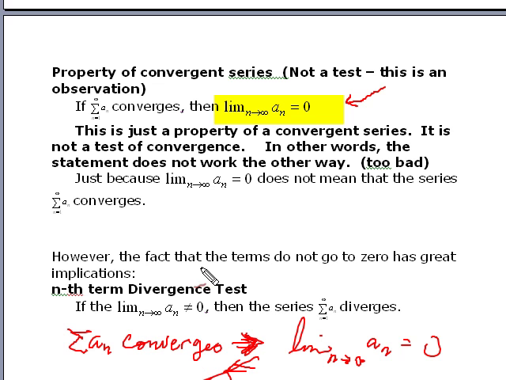On the other hand, if the terms do not go to 0, then the series diverges. So, in a sense, you can use it as a divergence test, but you cannot use it as a convergence test. So here is the nth term divergence test. If the limit, as n goes to infinity, of the terms a_n does not go to 0, if that limit is not 0, then the series diverges.